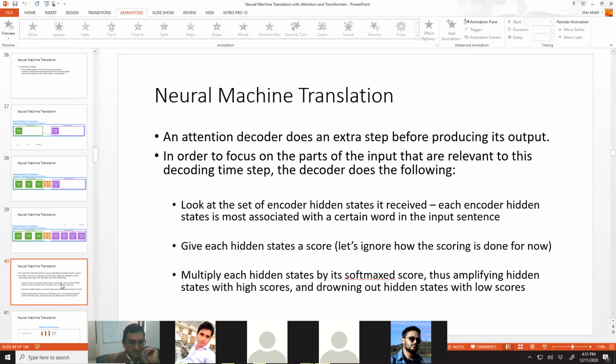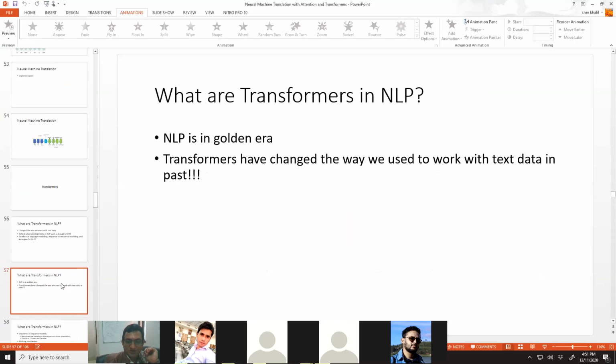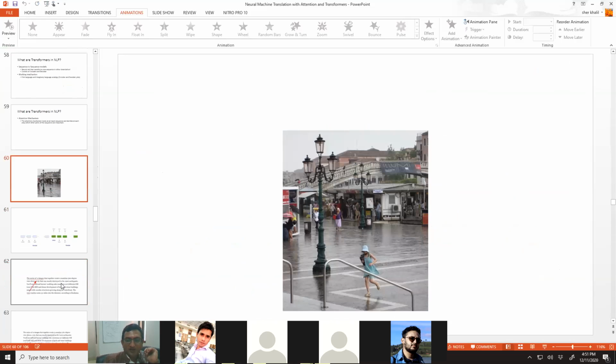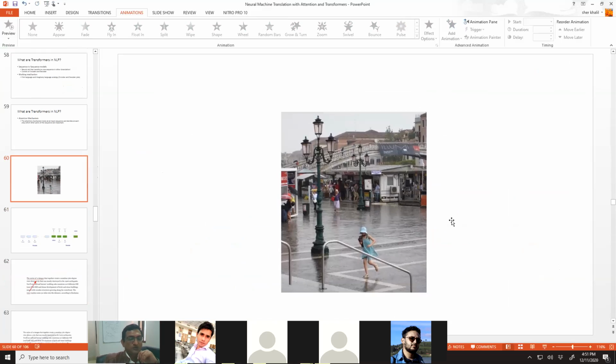You just watch this image. This image will give you an idea. Guys, when you saw this photo, what was the first thing that you paid attention to?